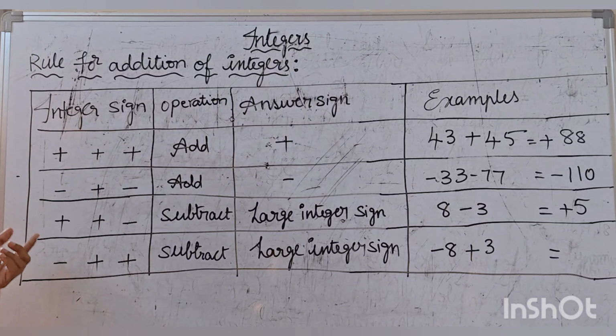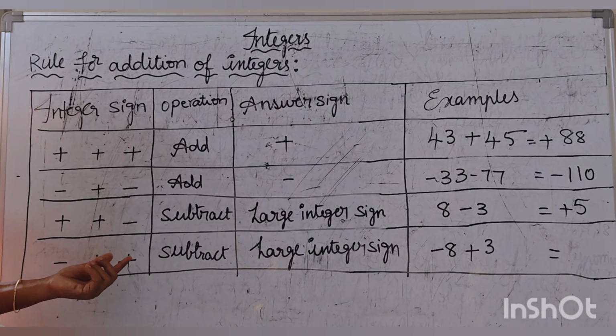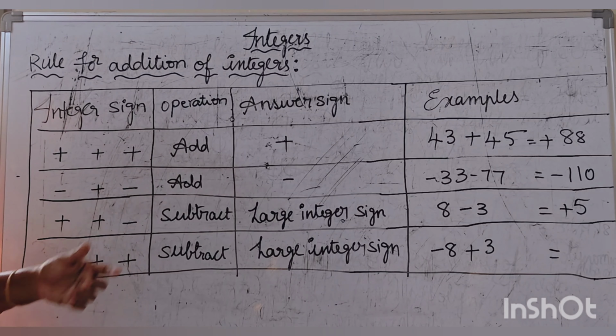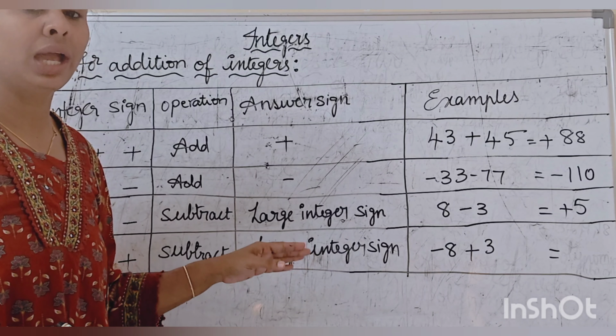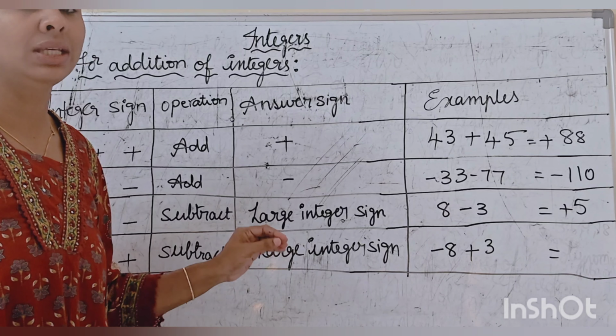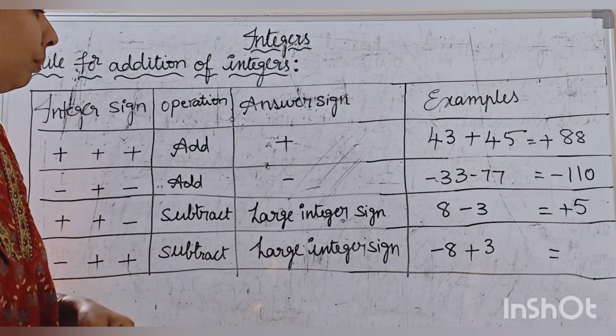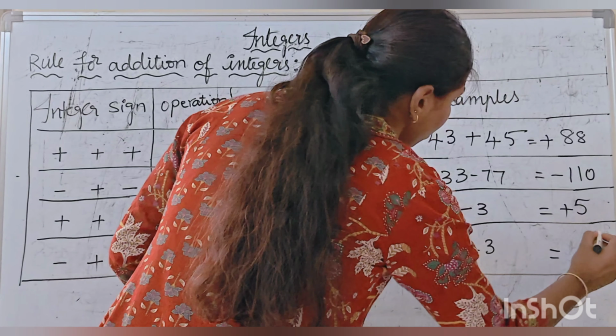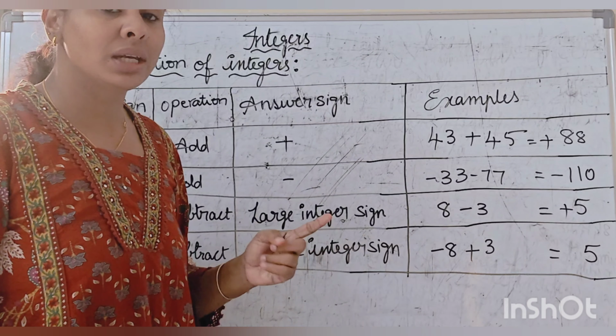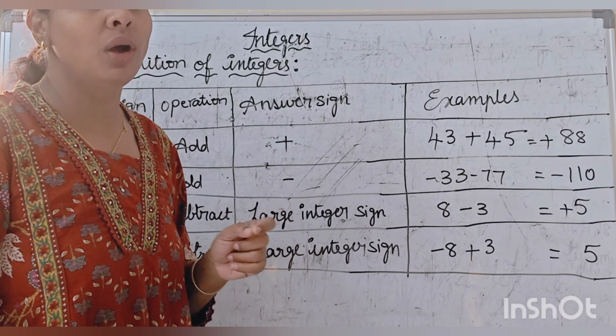Now next, if one of the integers is negative and the other is positive and you are adding, you have to go for the operation subtraction. What sign will you get? Whichever number is greater, whatever sign it has, we assign that sign to the resulting number. Now minus 8 plus 3. Different signs are there, so I have to go for subtraction. After subtracting I get 5. As I told you, the greater number's sign is assigned. 8 has minus, so 8 is the greater number, and I assign minus.